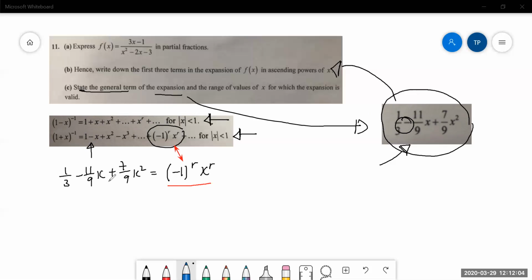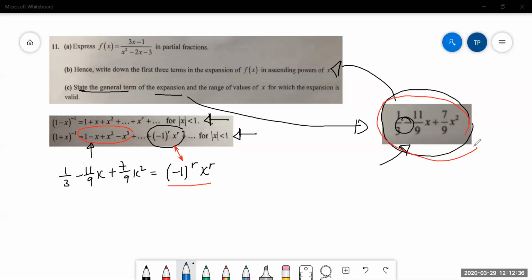But I don't see the pattern also. Like they say 1 minus x plus x squared minus x cubed dot dot dot. It's different. 100% it is different. You see this one and this one, why do they add? But then how from this did they get all the way to negative 1 power r?